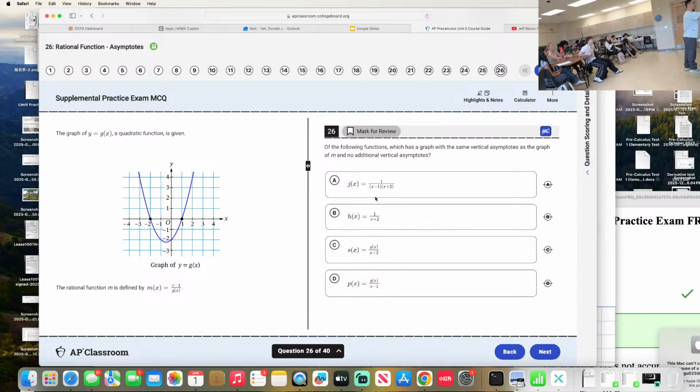If I want to change to factors, it's going to be x minus 1 and x plus 2. It's that easy. Then you cancel out. It's going to be x minus 1 over x minus 1 times x plus 2. Let's cancel out, that's going to be 1 over x plus 2. It's b. Now, they say our function has the same vertical asymptote as this function, no additional vertical asymptote. What happened at 1? It's a hole. And where's the coordinate of the hole?